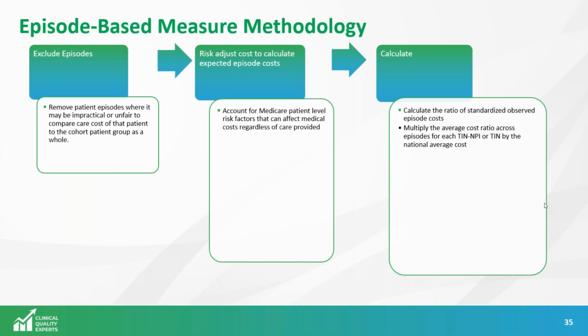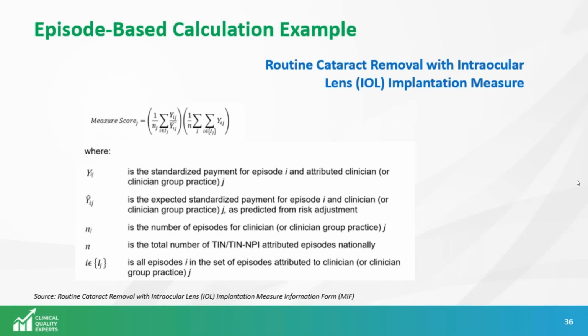So this little scary slide here, I promise you don't need an advanced degree in mathematics. What it basically does is it shows that we calculate the ratio of standardized observed episode costs to the expected episode costs. That gets multiplied by the average cost ratio across episodes for each TIN NPI or TIN by the national average episode cost.